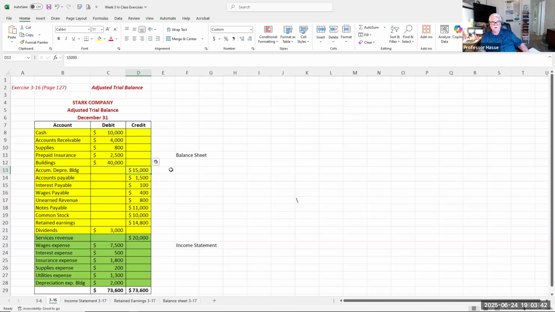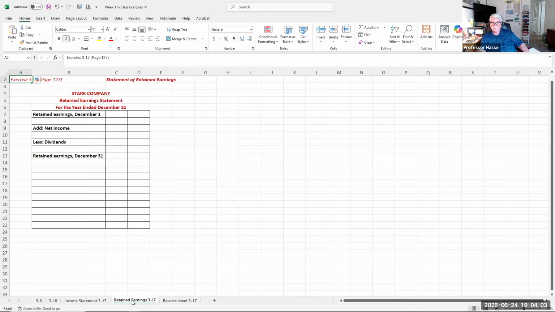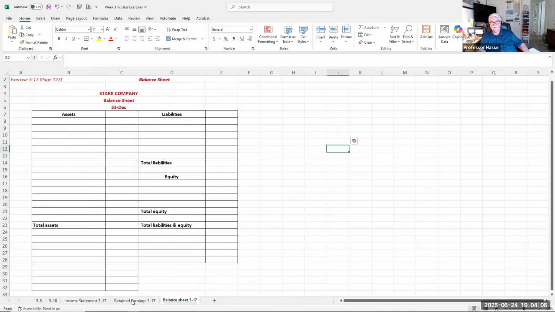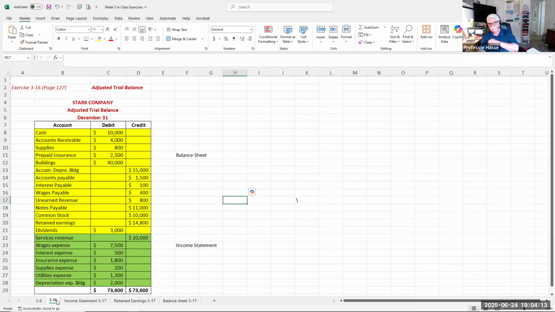Notice all the liability accounts have credit balances. Notice all the expense accounts have debit balances. So these are typical things that we should know. Once I have that adjusted trial balance, now I can complete the income statement, the retained earnings statement, and the balance sheet. All these three are linked to each other from these balances in our trial balance. Okay? So let's do the income statement.